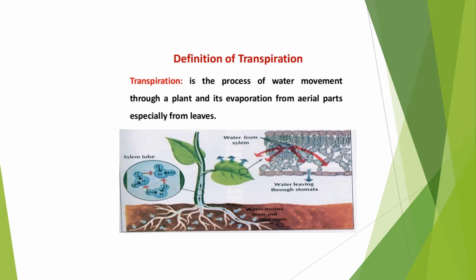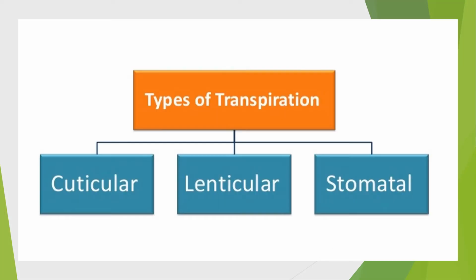Transpiration is a non-stop process, and it enables the plant to get rid of the water that is not going to be used by the plant in the process of photosynthesis. There are three different types of transpiration in plants.